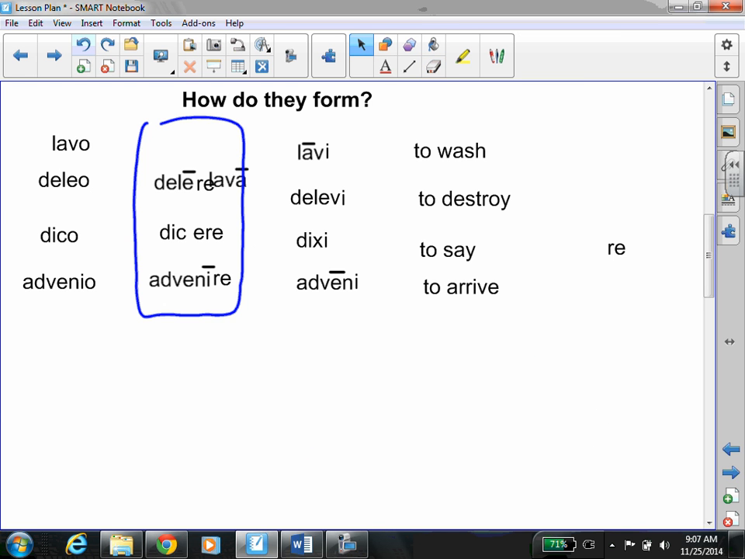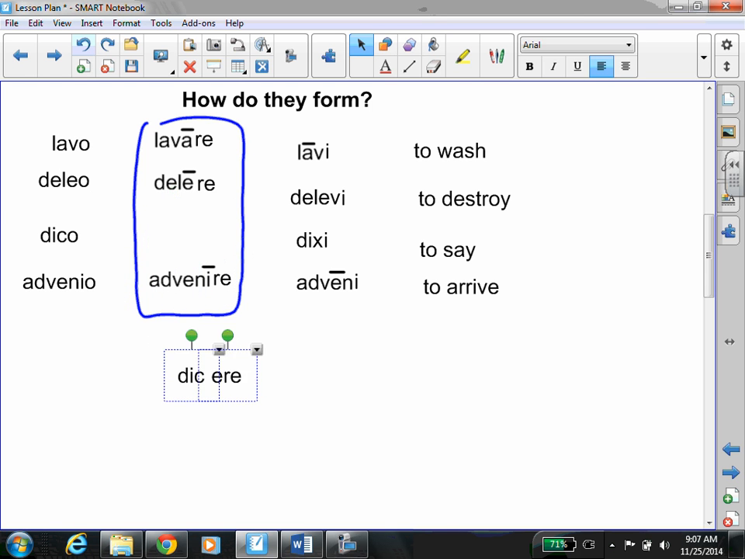Put the RE back on it, because that's our present stem. Delere is going to do the same thing. You're going to take that RE off and do the same thing I just did, so I'm not going to redo it. These two guys are a little bit different.